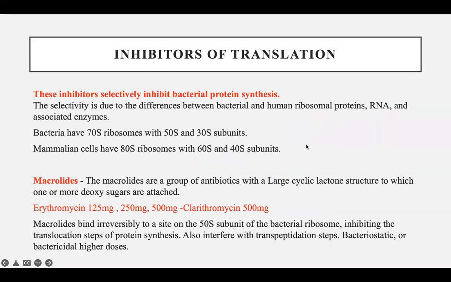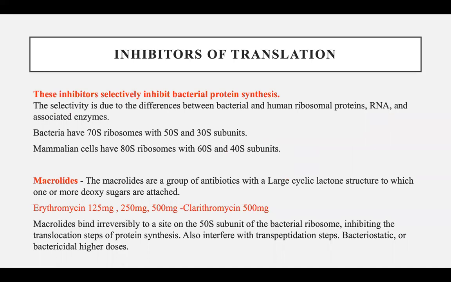Looking at the inhibitors of translation, these inhibitors selectively inhibit bacterial protein synthesis. The selectivity is due to the differences between the bacterial and human ribosomal proteins, RNA, and associated enzymes. We know that bacteria have 70S ribosome, whereas mammalian cells have 80S ribosome.